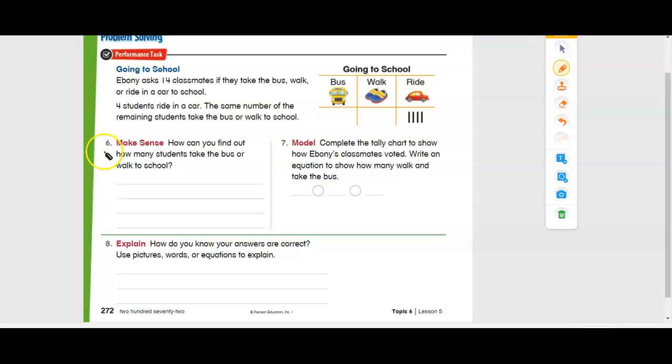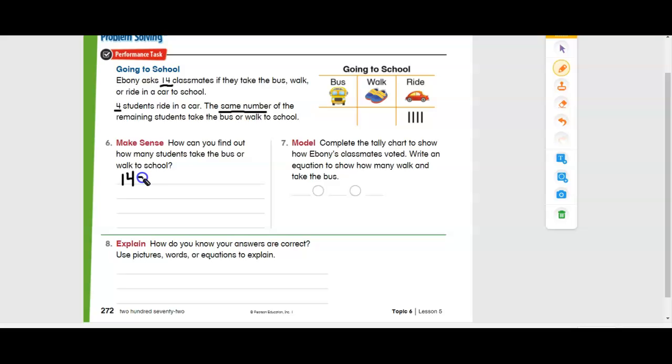For number 6, it says make sense. How can you find out how many students take the bus or walk to school? We are going to complete number 6 together. Let's begin by looking back at our information. It tells us that 14 classmates were asked and that 4 of them ride in a car. The same number of students either take the bus or walk. So let's start by writing the total number of students. So on your paper on number 6, write 14.